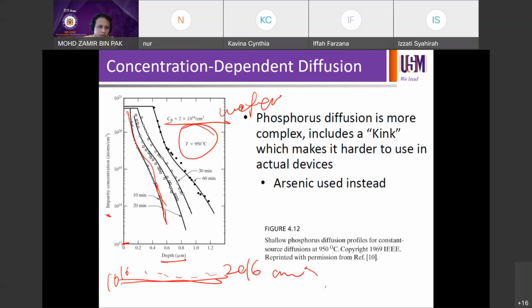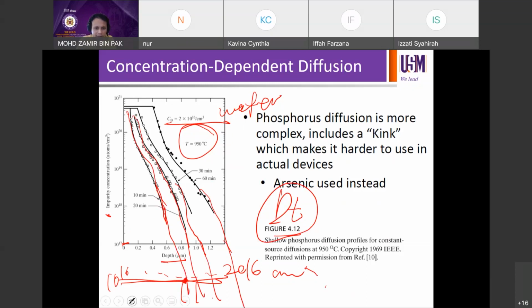If you run at 20 minutes, it's going to go deeper into the silicon, just like the Dt that we discussed before, right? It's going to go deeper. And then 30 minutes deeper, 60 minutes deeper. So if you extend this to the background doping, you'll probably get something like that, and then that will be there: xj, xj, xj, xj, okay? So if your background doping is 10^17, then your xj will be here, there.